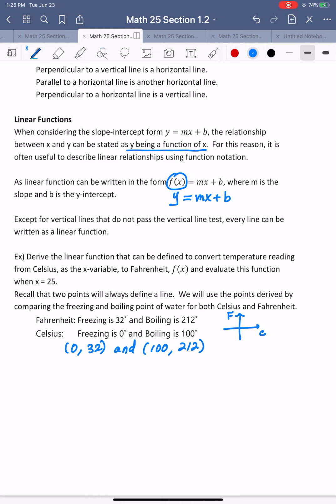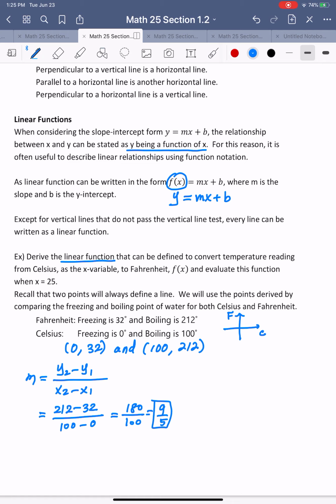Because we are looking for the linear function, find the slope first. In order to get the slope, y sub 2 minus y sub 1 over x sub 2 minus x sub 1. Subtract: 212 minus 32 over 100 minus 0. You get 180 over 100, reduced as 9 over 5. So this is the slope. Now, the good thing is we already have a y-intercept here, which means 32 is b this time, and this is m, right?